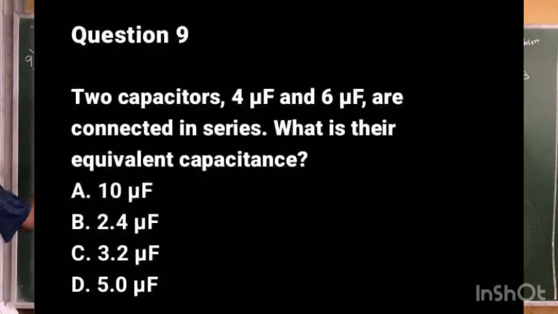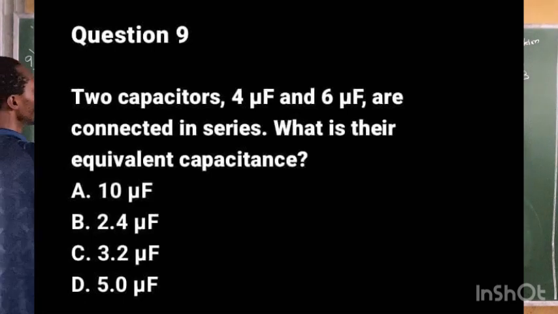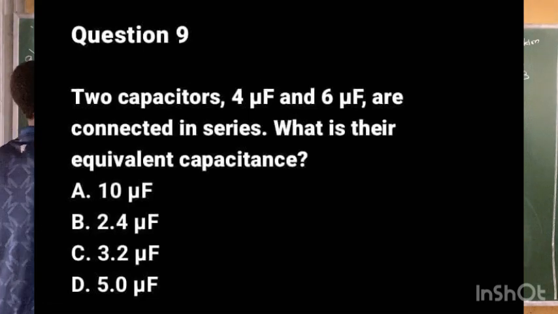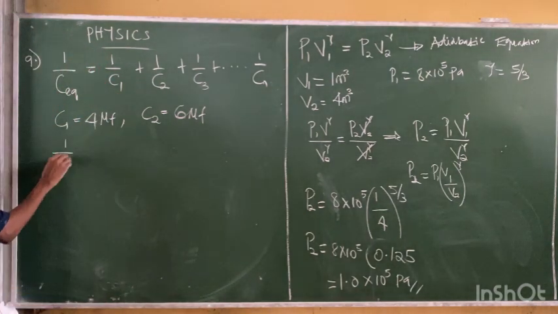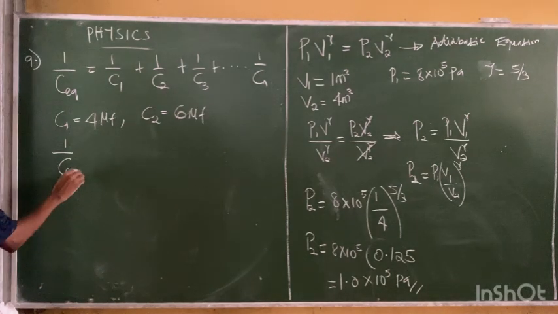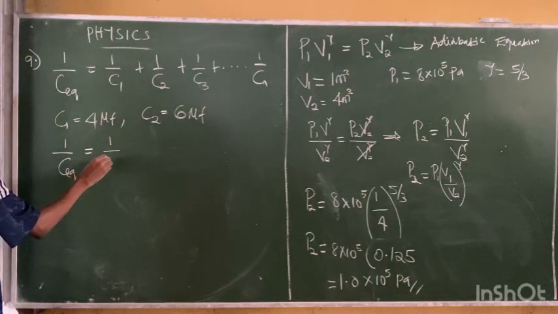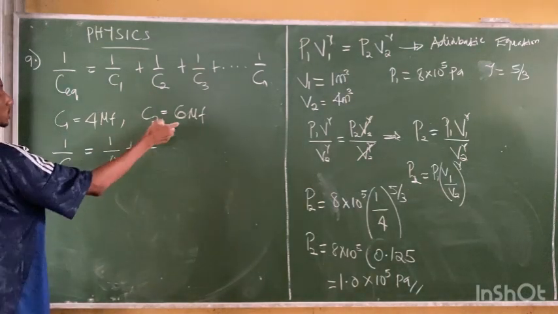From the question, they gave us C1, which is the first capacitance, to be 4 microfarad. They gave us C2. C2 is given to us as 6 microfarad. Now, if you substitute this into this equation, we're going to have 1 over C equivalent to be 1 over C1. Our C1 is 4, plus 1 over our C2, which is 6.